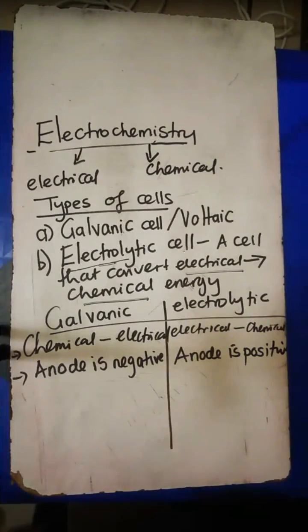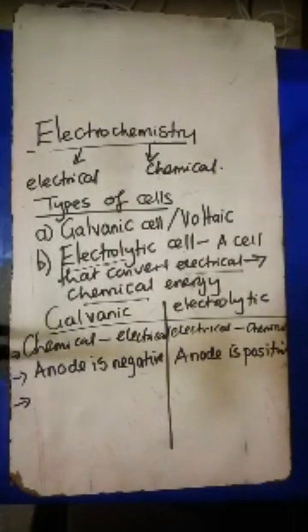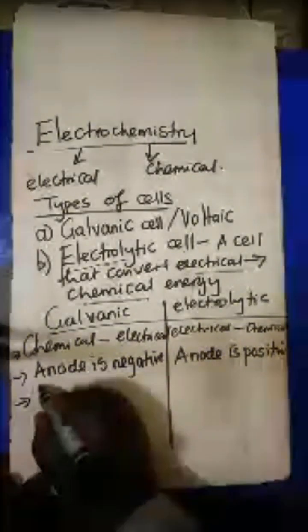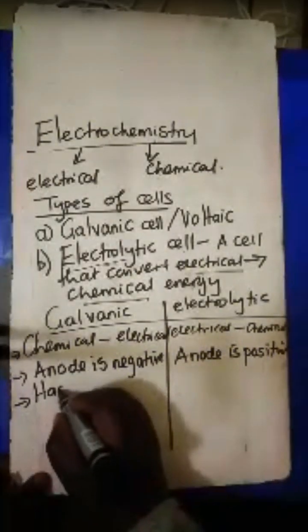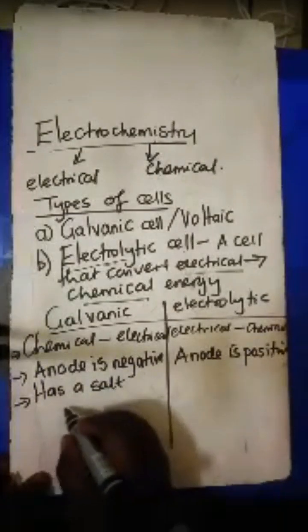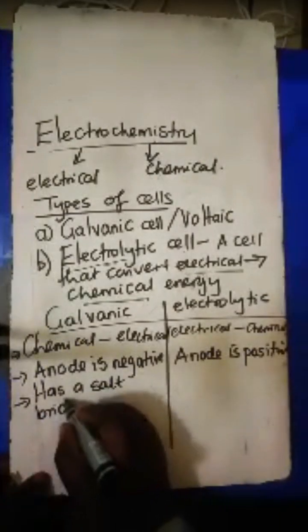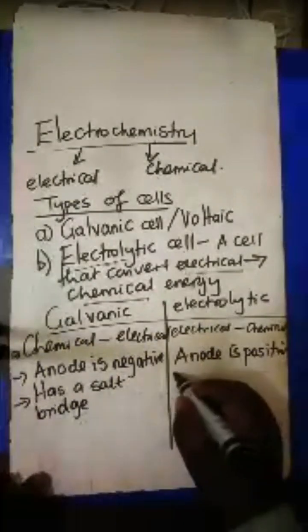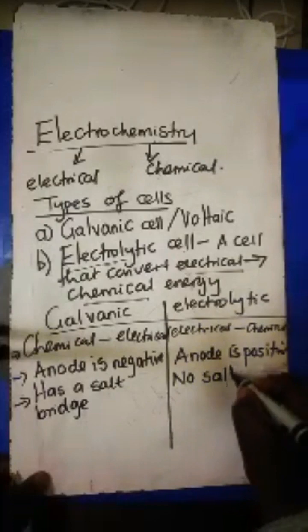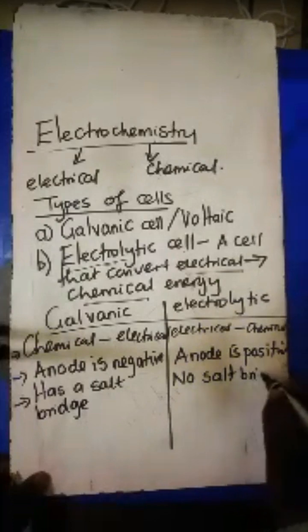Then the next difference, which you can understand for now, is that we are going to discuss 1 or 2 questions. I'll post 1 or 2 questions on the group. This one, the galvanic, has a salt bridge. I will definitely define what a salt bridge is as we discuss. This one, the electrolytic, has no salt bridge.